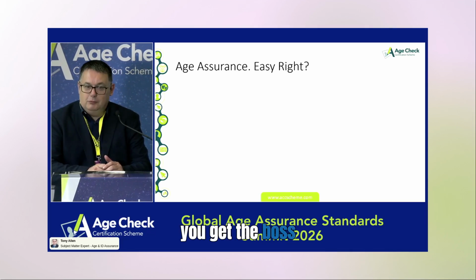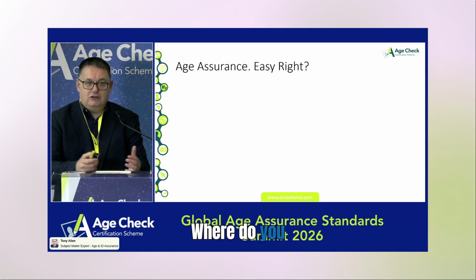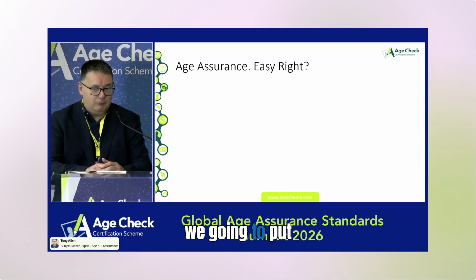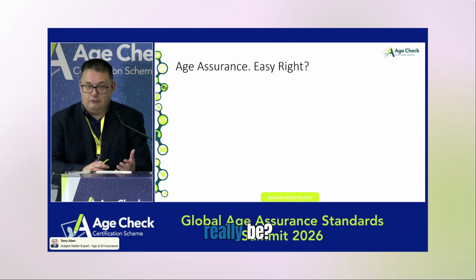The boss says we've got some new regulations coming in, so we've got to implement age assurance. Just get it done. And someone asks, why the bloody hell do you start with that? I mean, where do you start? It's like, well, where are we going to put it? How are we going to do it? How hard can it really be?